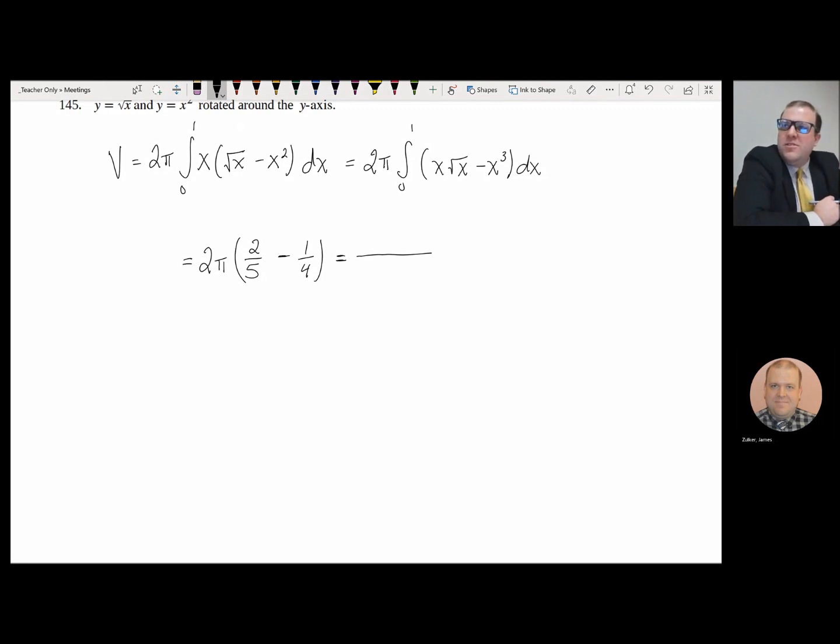X to the 4th over 4. Right. Integral of x cubed. The common denominator is going to be 20, but I know that's immediately going to simplify, just from that 2 pi. But I'll deal with that later. So 8 minus 5 is 3. The 3 pi over 10 would be our volume.